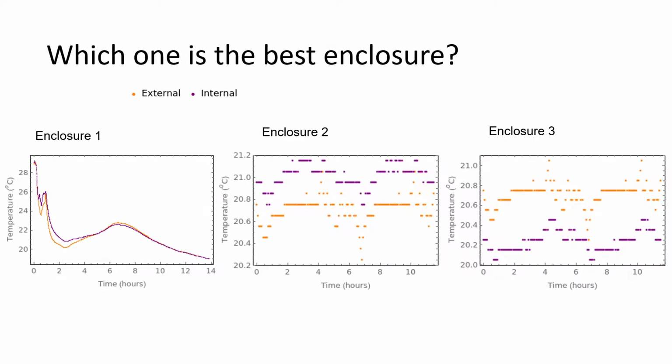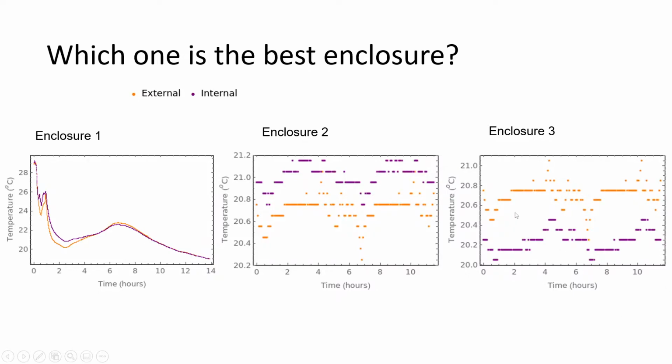A usual experiment that we do to investigate an enclosure is to just take two data loggers and place one outside and the other one inside. So these are the results of those experiments. In these figures, the horizontal axis is the time in hours and the vertical axis is the temperature. These are for three different boxes. The orange dots are the external temperature and the purple dots are the internal temperature.